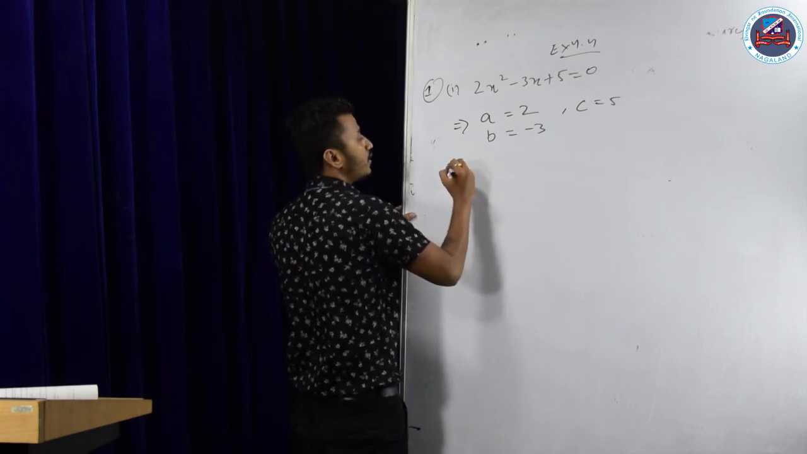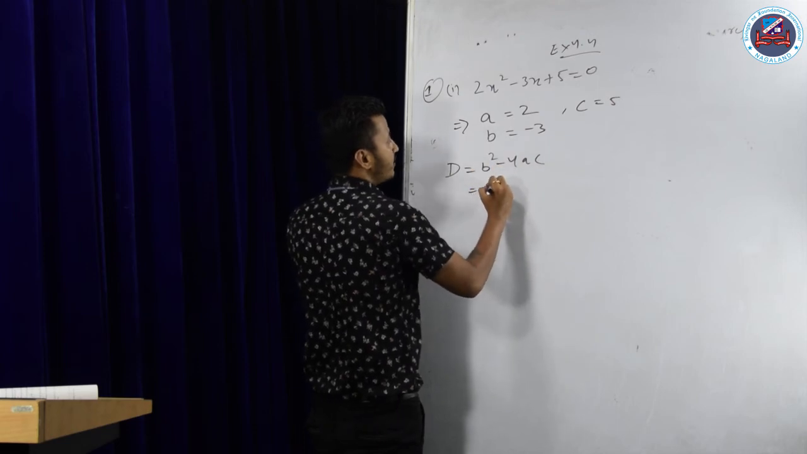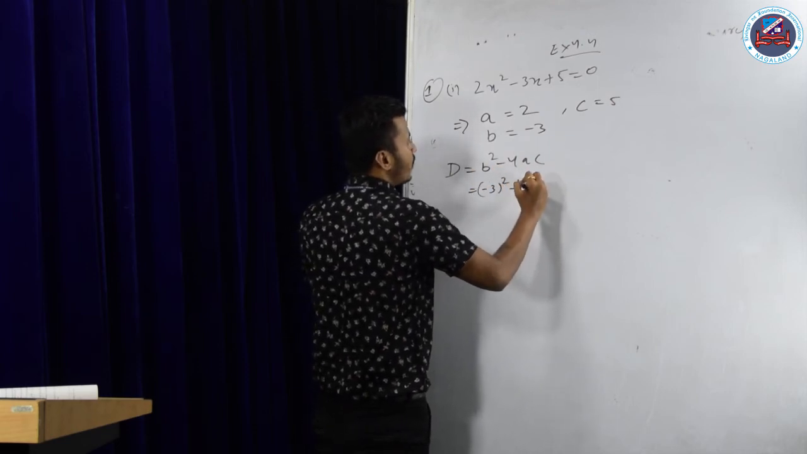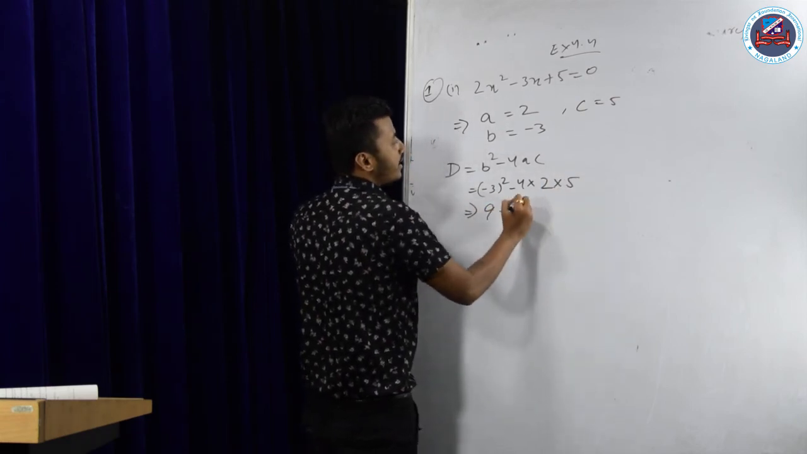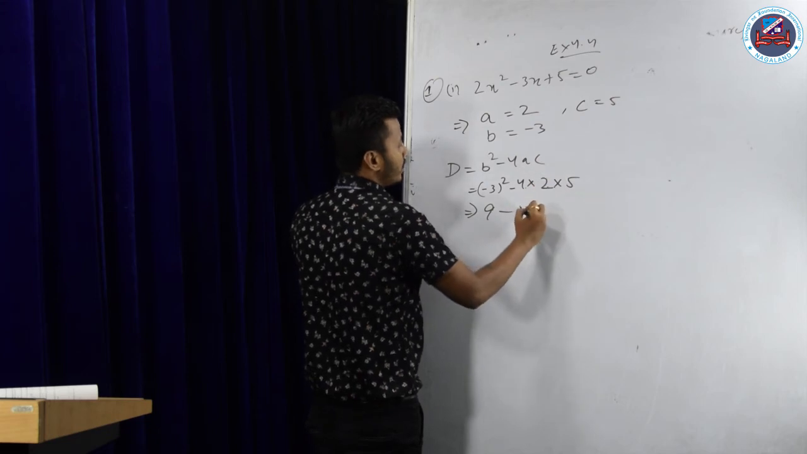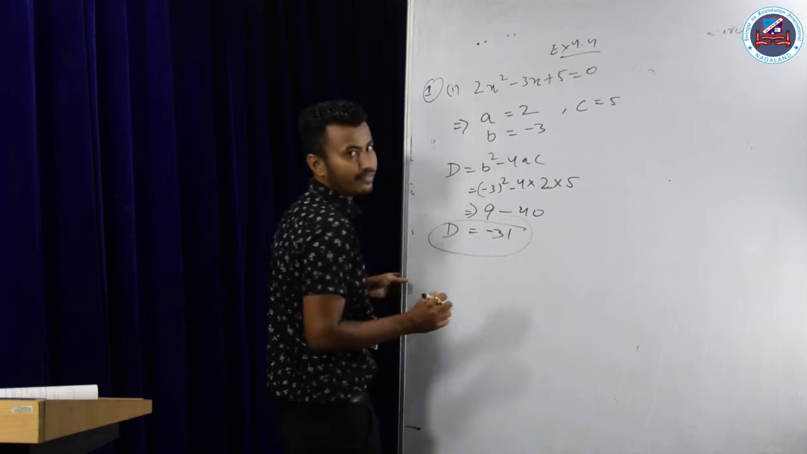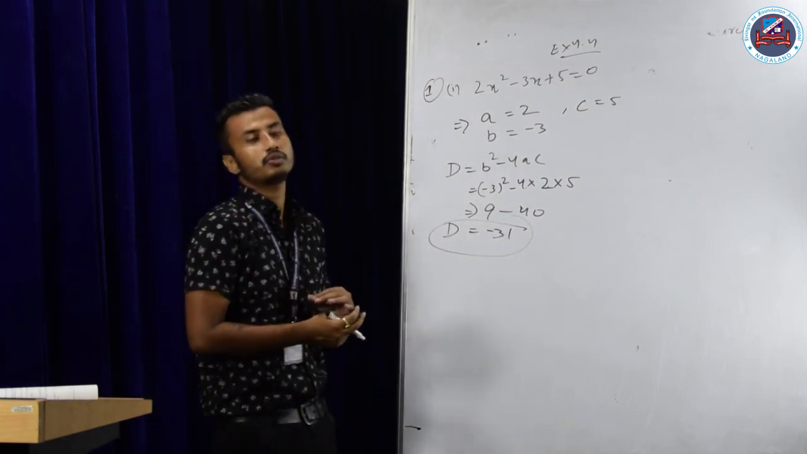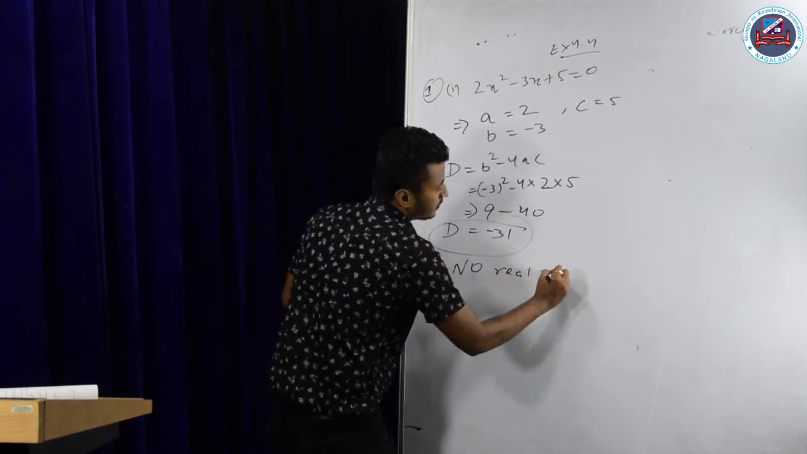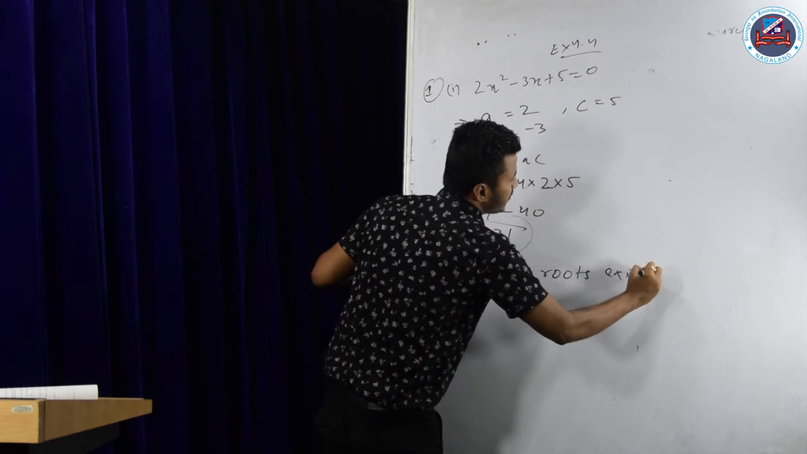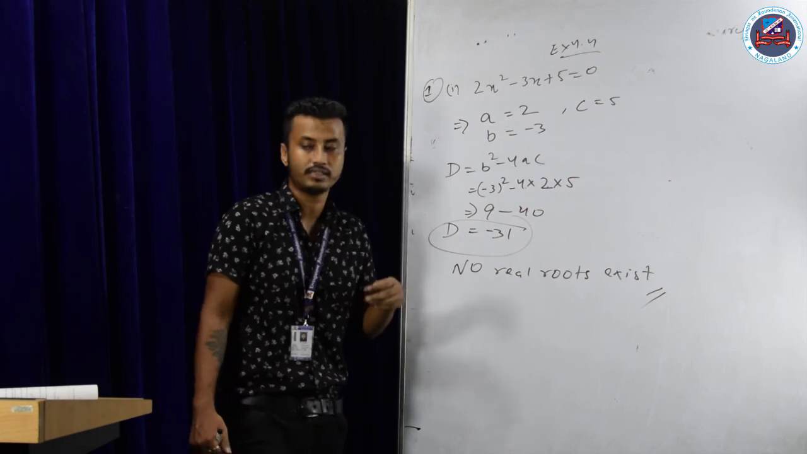First things first, find out the discriminant, b square minus 4ac. Minus 3 whole square minus 4 into a into c. What is the answer I'm getting? 9 minus 4 twos are 8, 8 fives are 40. The answer is minus 31. See guys, the value of the discriminant is negative. Can you solve this question? No, the question cannot be solved. So you will write down no real roots exist. Is it okay guys? There are no real roots because the discriminant value is less than 0.